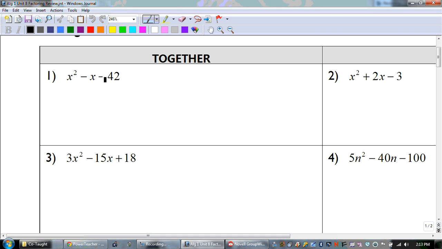So for number one, the first thing we always want to check is, is there a GCF? And is there? No. So I need to do A times C, and I get 42. So if you don't know all the factors of 42, you would sit down and write 1 and 42.